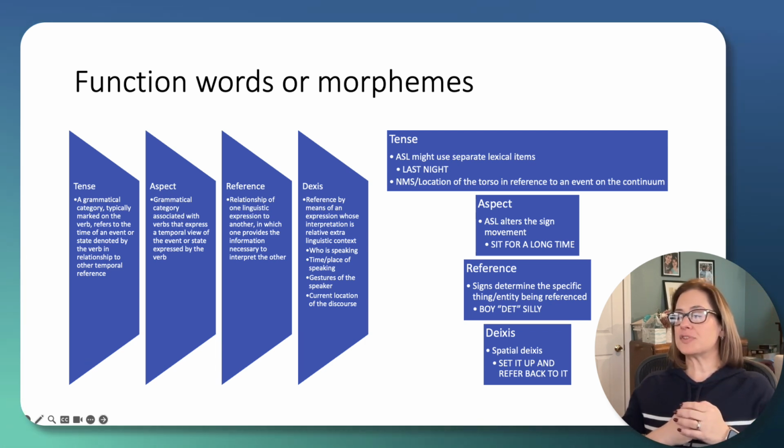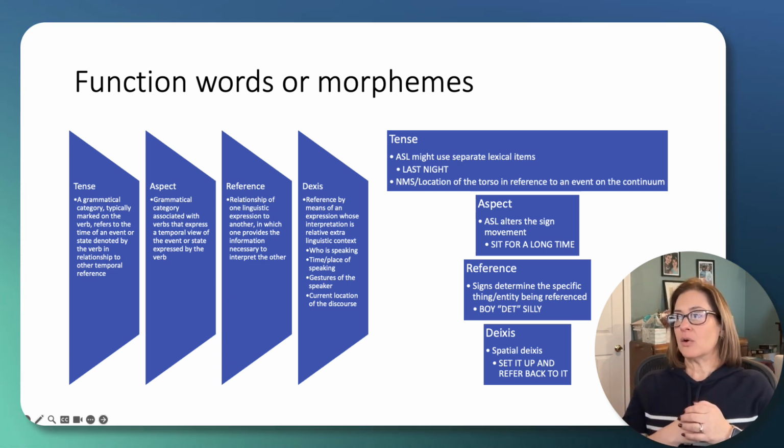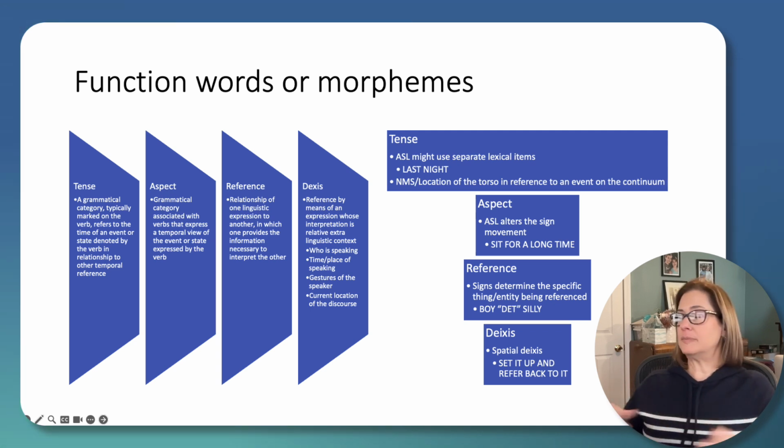Reference: the sign determines the specific thing, the entity being referenced. The boy is being silly. Or, I don't know if it's dexis or deixis. She spelled it two different ways. Spatial deixis: set it up and refer back to it.